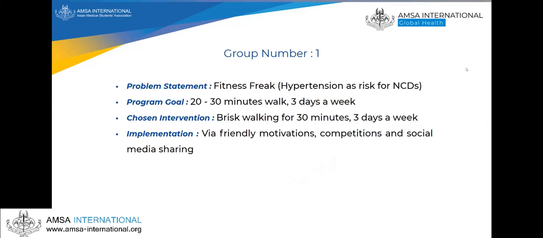So our problem statement is that hypertension is a risk for NCDs or non-communicable diseases. As we discussed, there is an increase in hypertension among people because of their change in lifestyle, with a decrease in exercise and a more sedentary life. So we want to target the part where the physical activity of the person can increase. Our goal is to walk 20 to 30 minutes, 3 days a week, a brisk walk.